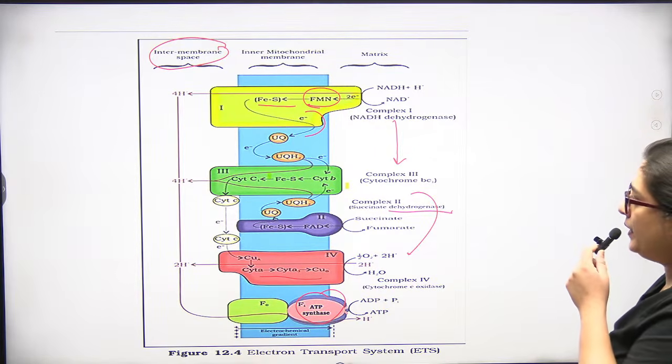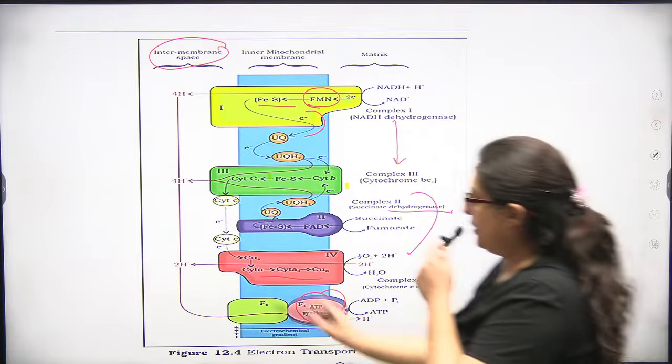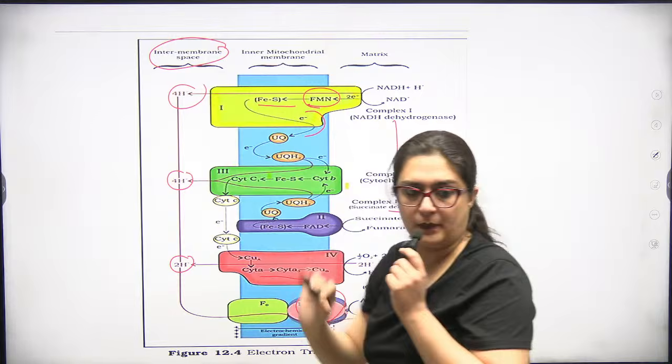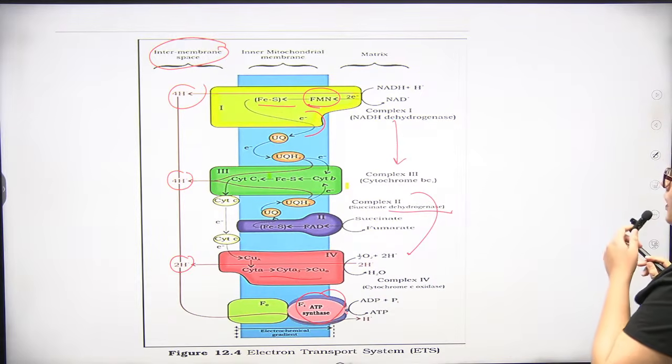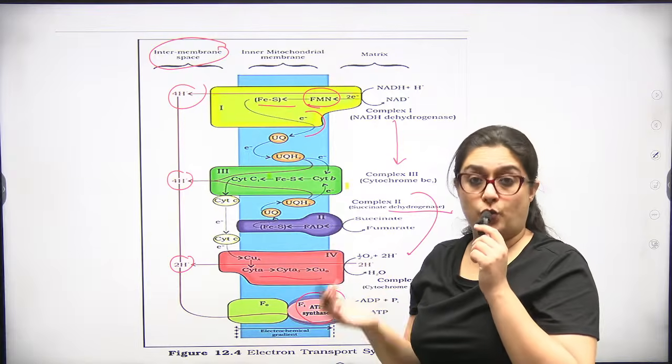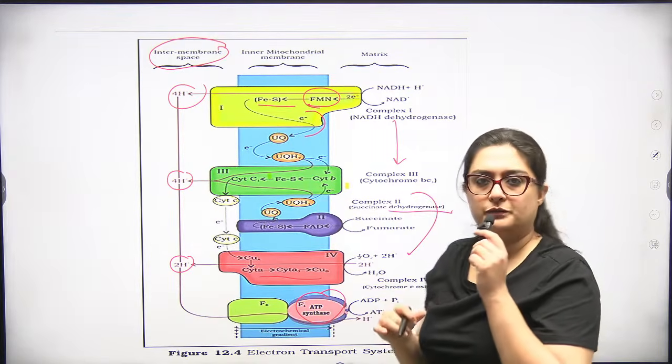Done. How many types of involvement of 2H plus? 2H plus, then 4H plus, then next question, where is it occurring? It is the inner mitochondrial membrane, maybe it occurs in the matrix also.